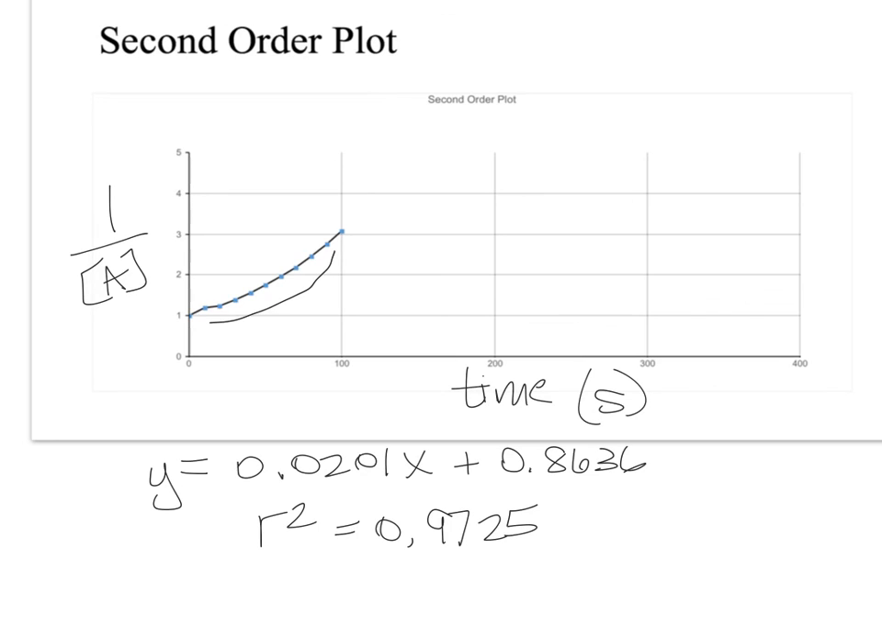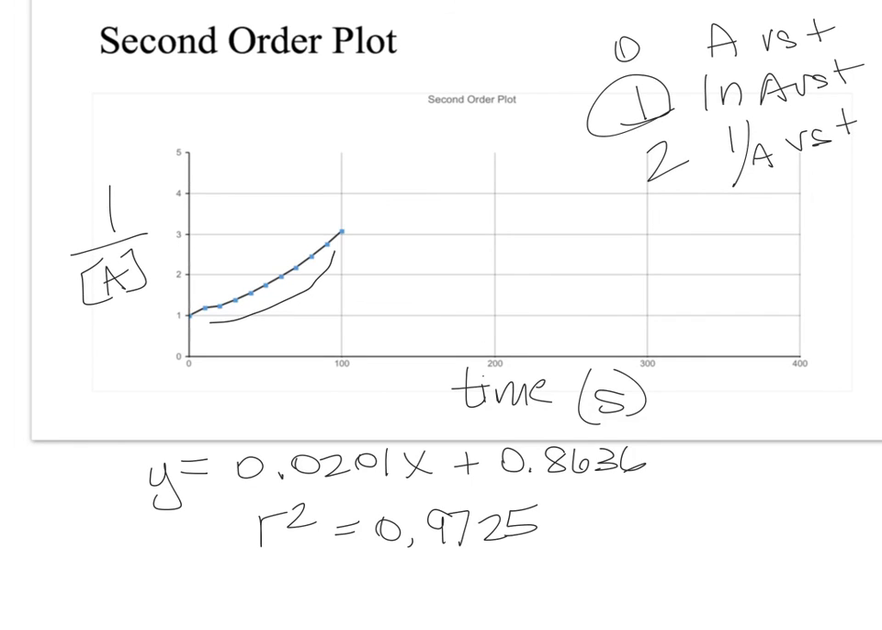So this tells me, looking at the 3 different sets, we had A versus T, ln A versus T, and 1 over A versus T. These are all our possibilities: 0, first order, second order. For this particular data set, the answer is that it is first order.